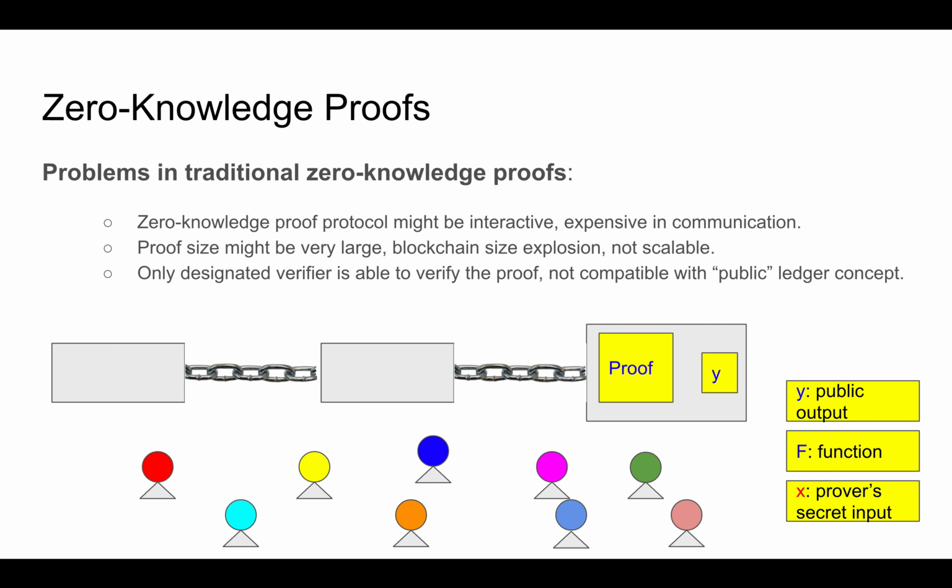The third problem is that not all zero-knowledge proofs can be verified by everyone. Some zero-knowledge proofs can only be verified by a designated verifier. If so, such zero-knowledge proofs won't be compatible with the blockchain's public ledger concept.